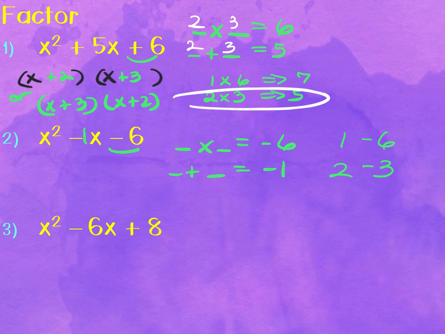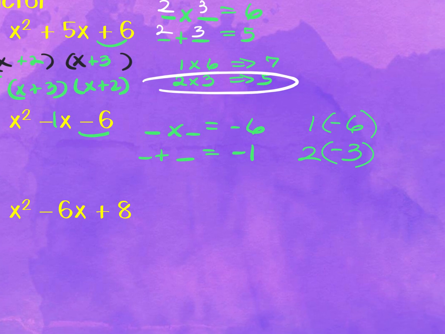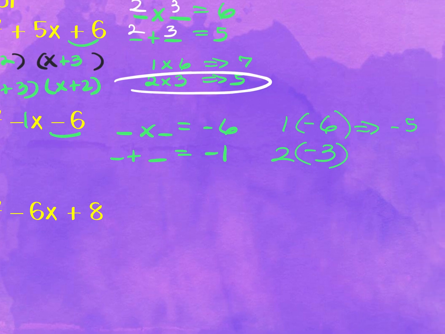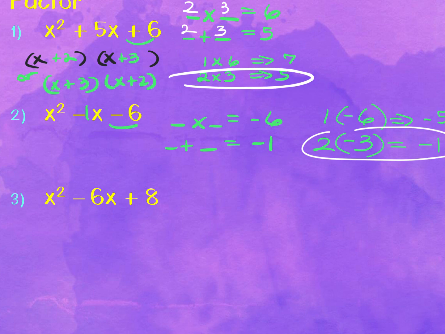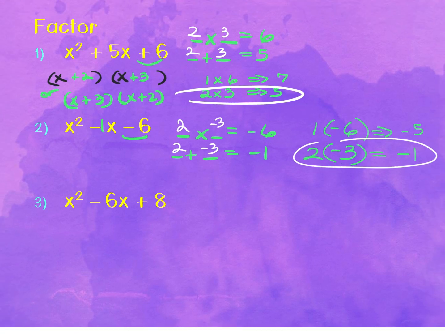And then now, these are the products, which give me negative 6. But when I add these, I get negative 5 for the first one. And this one gives me the negative 1 that I need. So my two factors are going to be positive 2 and negative 3. And again, they'll go right into the binomial.